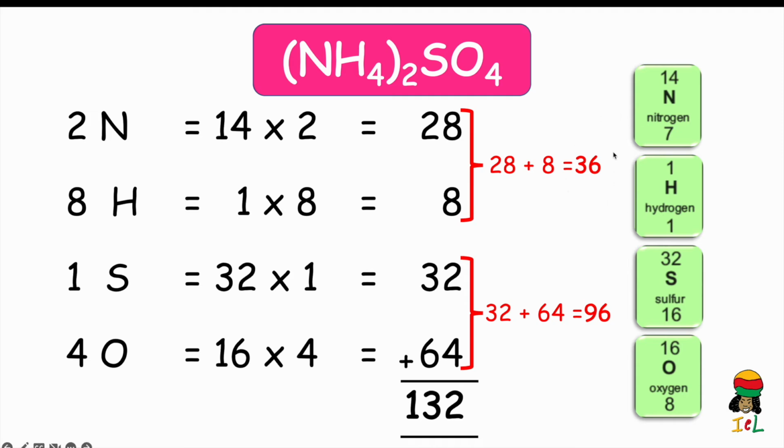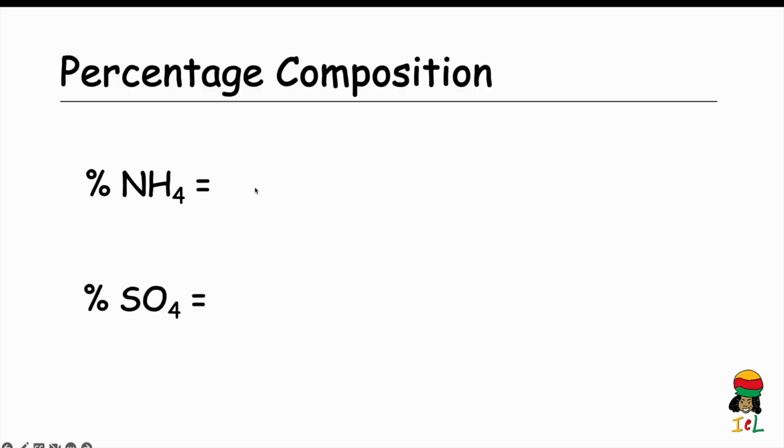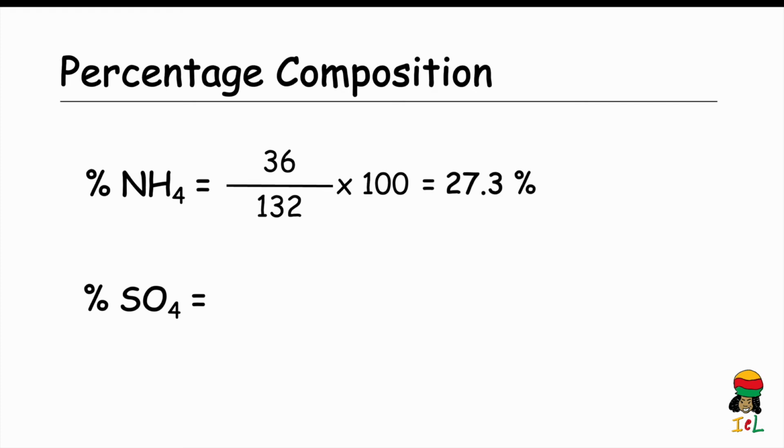So now we know that the ammonium ion occupies 36 out of 132 of the compound relative mass, while the sulfate ion has a relative mass of 96 out of the total 132 for the compound. So we can now go ahead and find the percentage composition for the ammonium ion and the sulfate ion. So for the ammonium ion, we saw that was 36 divided by 132 multiplied by 100, which gives the percentage composition of the ammonium ion to be 27.3.